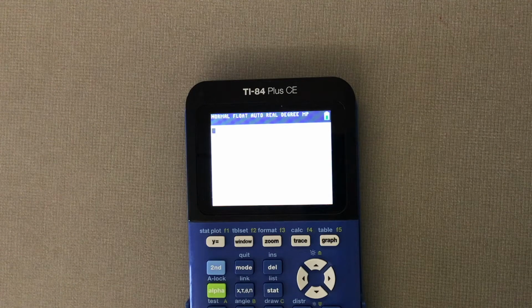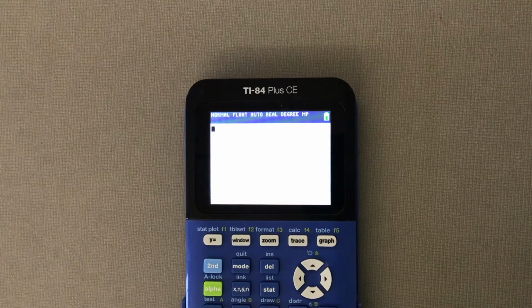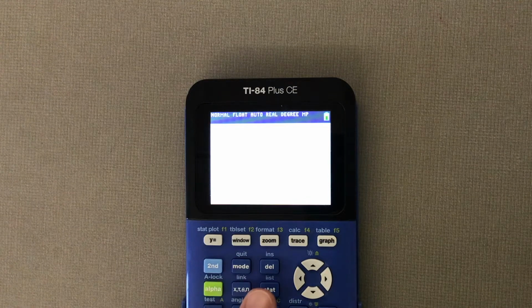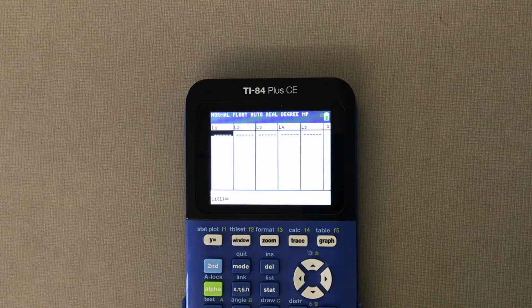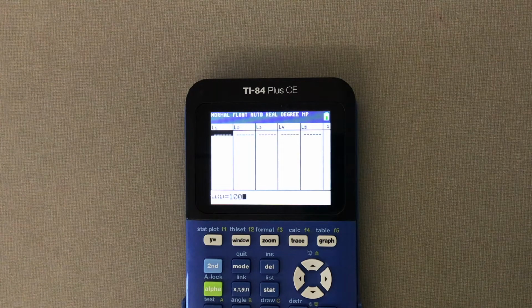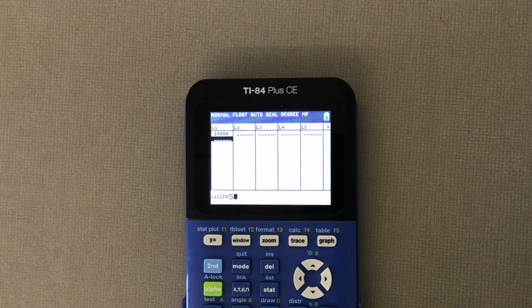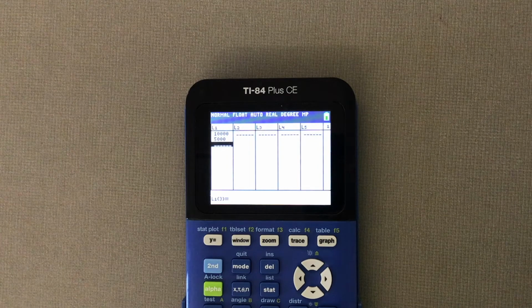So let's take a look at how to use our calculator that will help us find the expected value and the standard deviation, and then thus the variance, of a discrete random variable. So in order to do this, we're going to go to our lists, so stat, and then just hit edit. And in list one, we're going to put all of our values in. So in this case, our payouts. So we're going to go $10,000, $5,000, and 0.